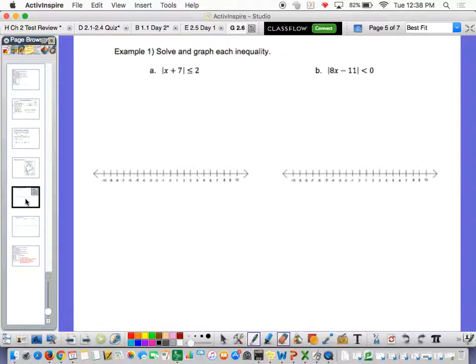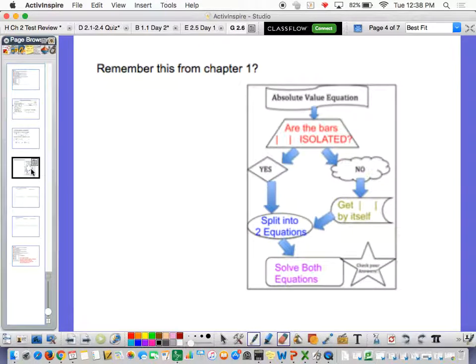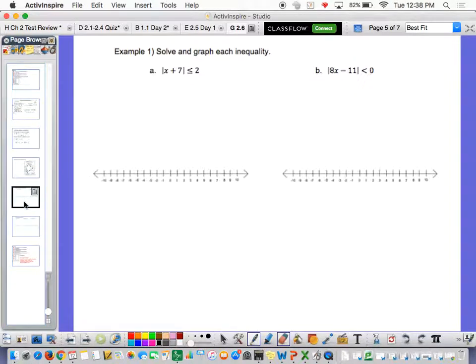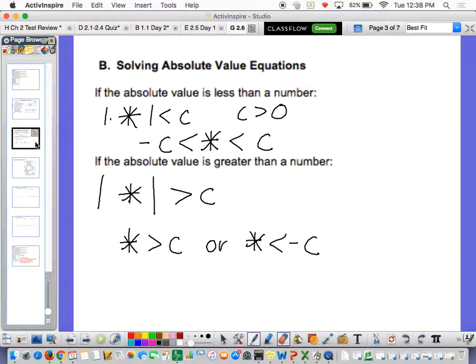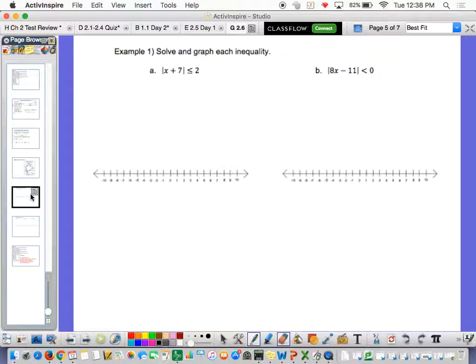Okay? The first question that we ask ourselves is, is the absolute value bar isolated? And it is. There's nothing there. Okay? If it is, then this is where we have to decide, okay, do we have an and or do we have an or statement? And right here, it's showing that we're less than a number, so let's take it back here. If we're less than a number, we're going to have a situation like this one, okay? So we're going to take what's inside the absolute value, which is x plus 7, okay?